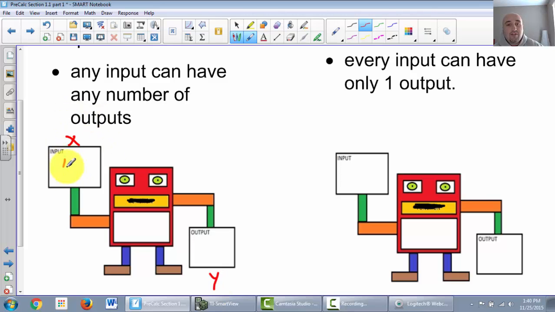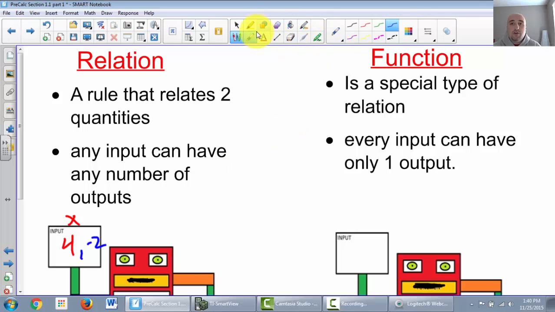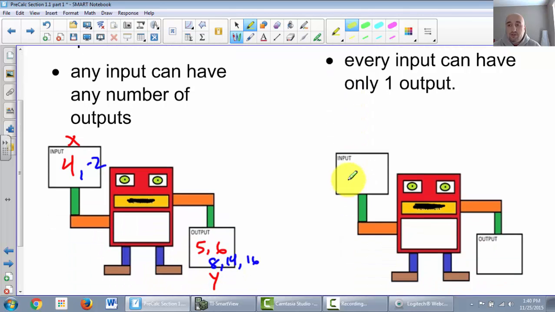So what does that mean? That means if I throw a 4 in my machine, I could get a 5 and a 6 out, and that's okay. I could throw in a negative 2, and an 8, a 14, and a 16 could come out. That's okay for relations. Okay, functions are what we're talking about. Functions are a little more important. A function is a special type of relation, and every input can have only one output.